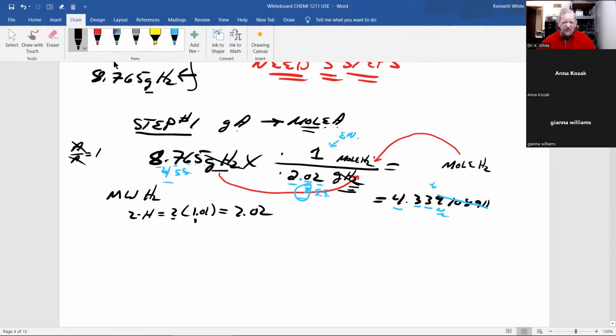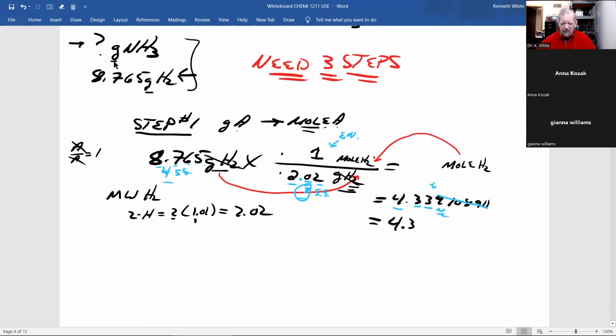And the correct answer for step 1 is 3.33 moles of hydrogen. Now, one thing I forgot to mention from the previous example, and I won't do it now, but I'll do it when I grade the test.